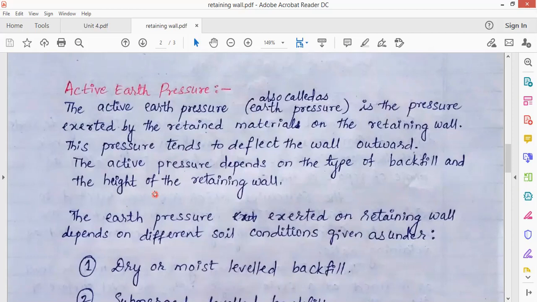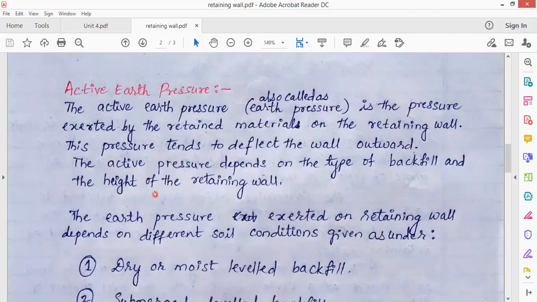Active earth pressure, which is also called soil earth pressure, or earth pressure, is the pressure exerted by the retained material on the retaining wall. Means it is the pressure exerted by the material retained by the retaining wall, and this pressure will be acting on the retaining wall. So this is called active earth pressure. In simple manner, it is a pressure exerted by the soil on the retaining wall. It is called earth pressure or active earth pressure.